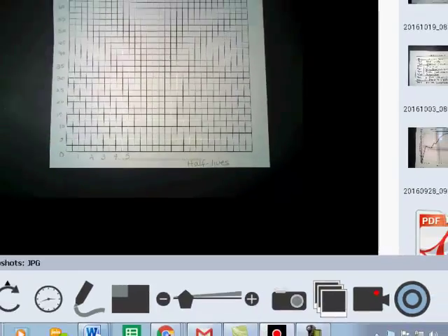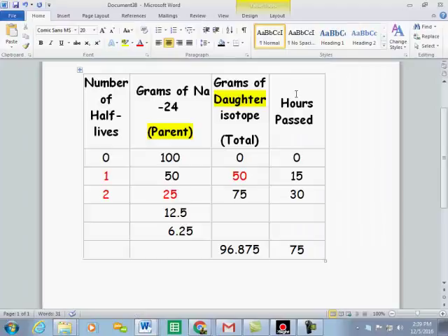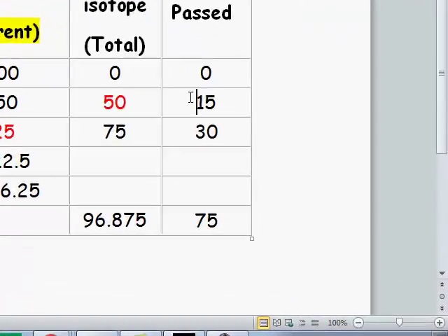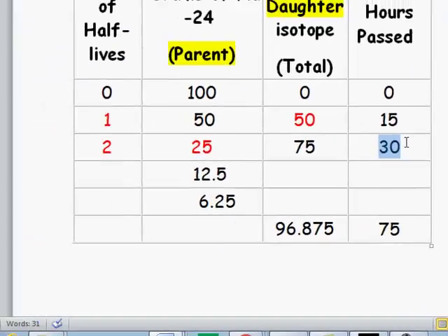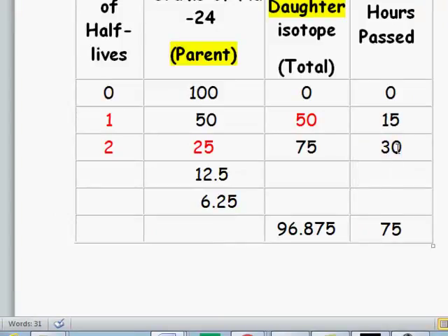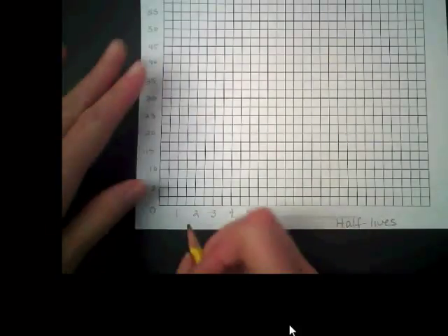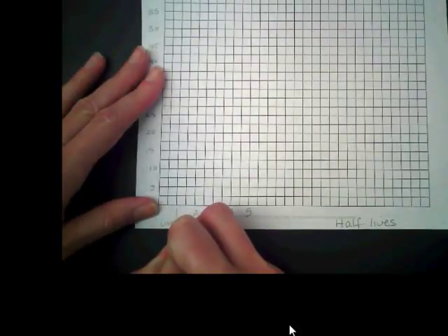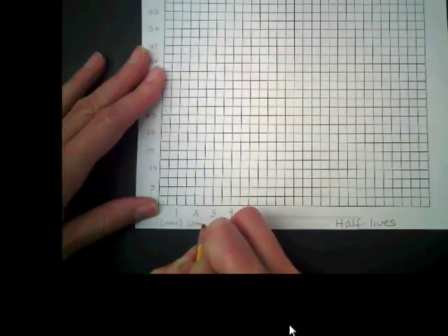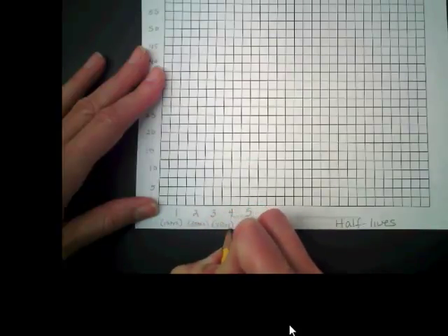Now, we also had a piece of information where we had the hours passed, or the hours it takes for each half-life. And each half-life took 15 hours. So the first one took 15 hours. In order for 2 half-lives to pass, it took 30 hours. For 3 half-lives, it would be 30 plus 15, which would be 45 hours. So we're going to add that on our graph as well. So I'm going to put 15 hours, 30 hours, 45 hours, etc. And you can finish the rest.